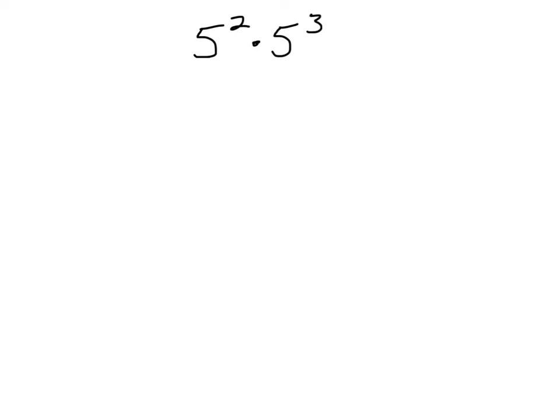The common mistake is to think that this would be 25 to the fifth. But instead the way to do this problem is to think of 5 squared as 5 times 5, and 5 to the third as 5 times 5 times 5. So really altogether the 5 happens 5 times, so it's 5 to the fifth.